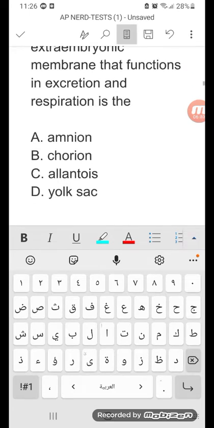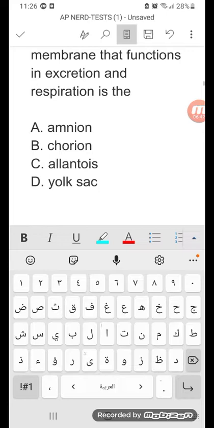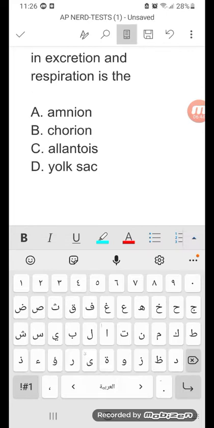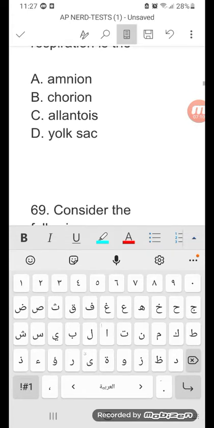the allantois? The allantois is the analogy for the placenta. Birds and reptiles, they don't have placenta, they have allantois. So the allantois is the answer. A chorion is the outermost membrane. So there is an allantois in birds and reptiles, like placenta in mammals.